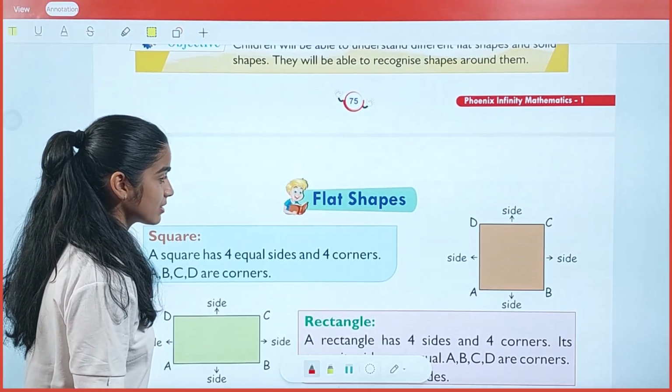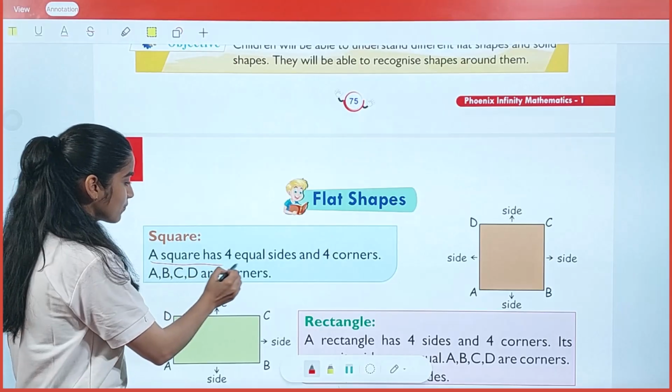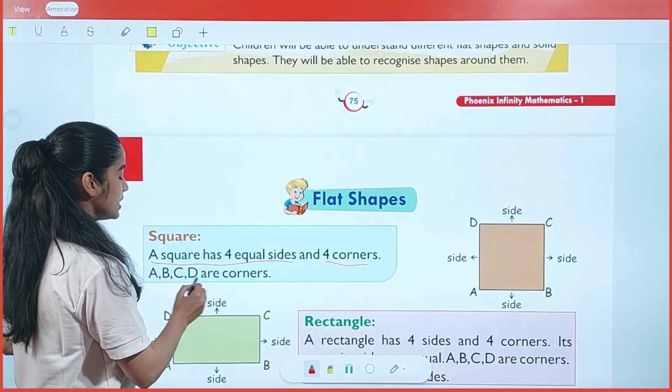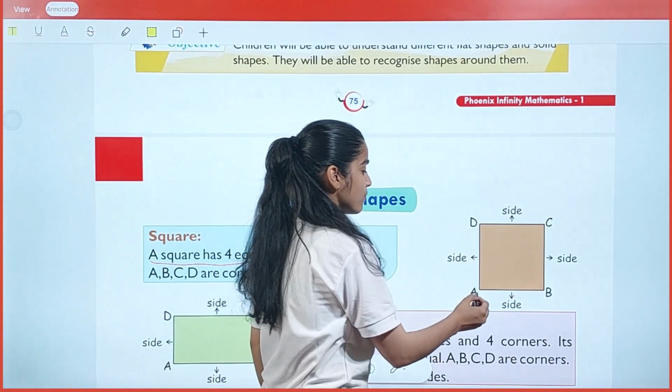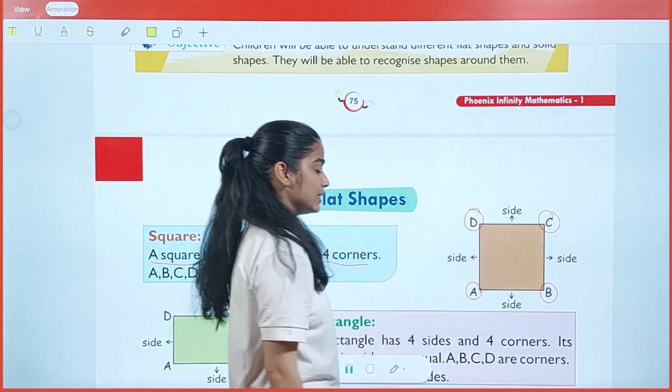Now we have flat shapes. Square. This is a square. A square has 4 equal sides and 4 corners. A, B, C, D are corners. So it is a square with 4 sides and 4 corners, A, B, C, and D.